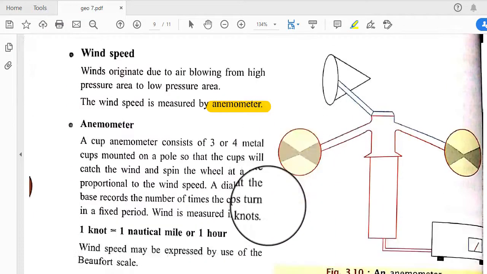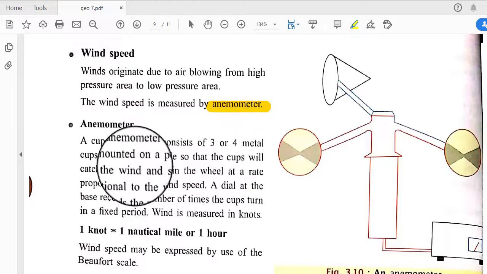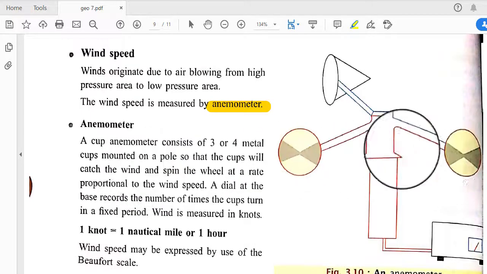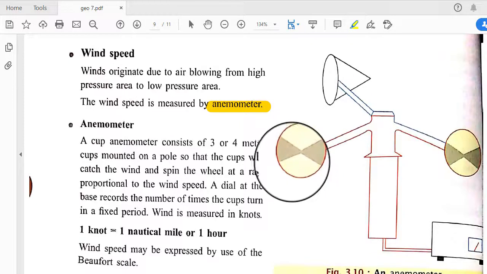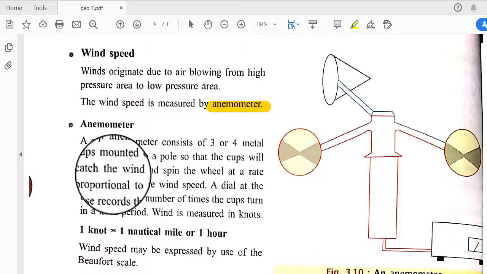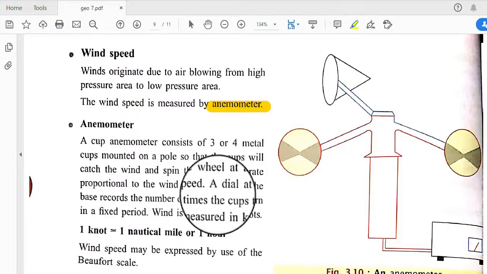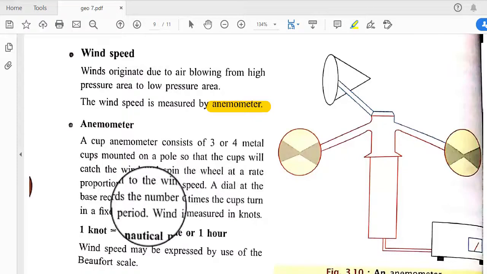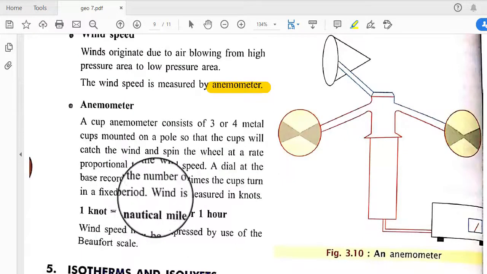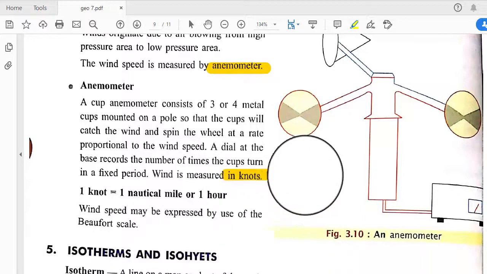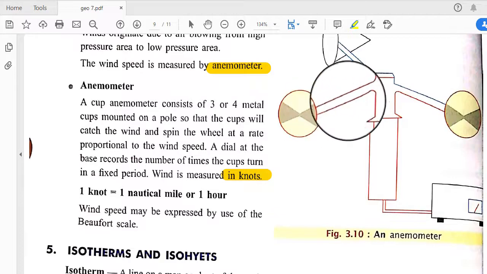A cup anemometer consists of 3 or 4 metal cups mounted on a pole. So these are the cups. The 3 or 4 metal cups are mounted on the pole so that the cups catch the wind and spin the wheel at a rate proportional to the wind speed. And a dial at the base records the number of times the cups turn in a fixed period, and wind is measured in knots.